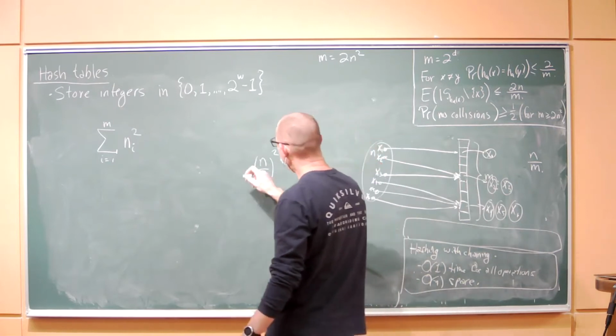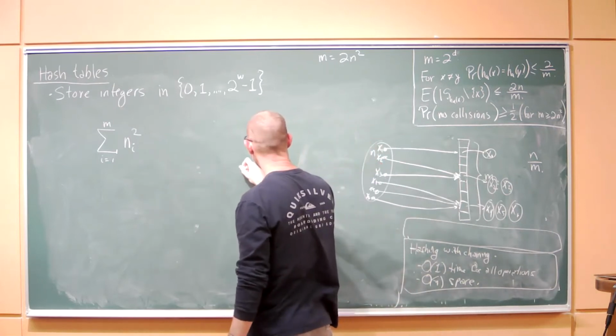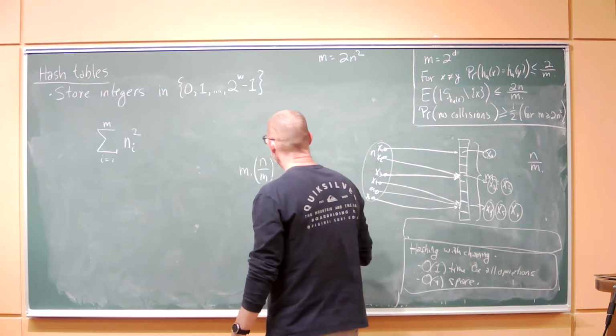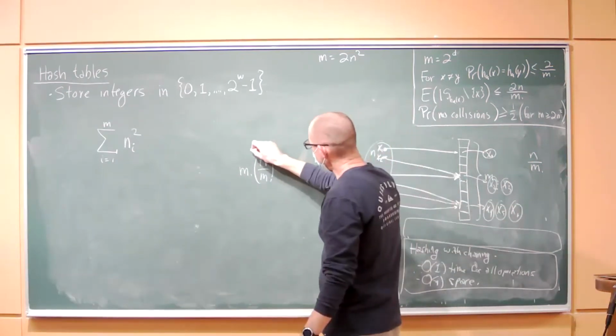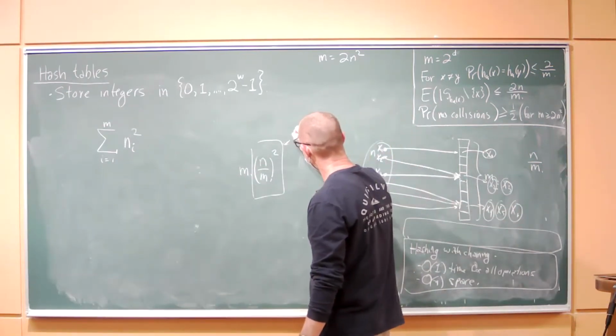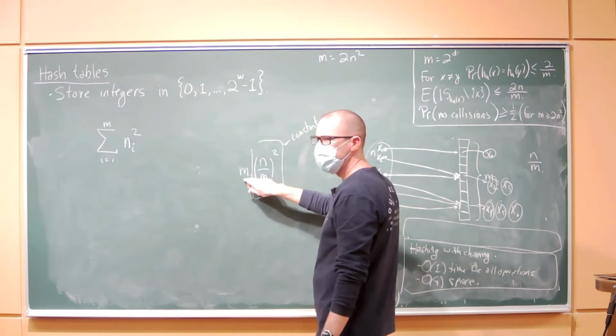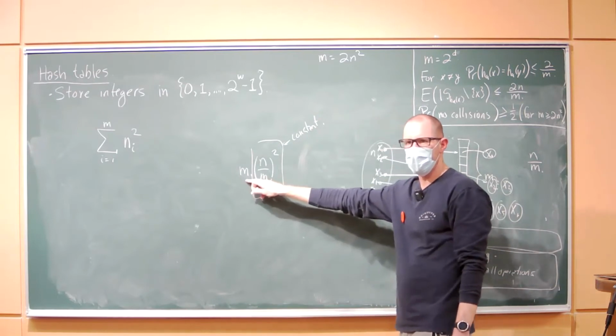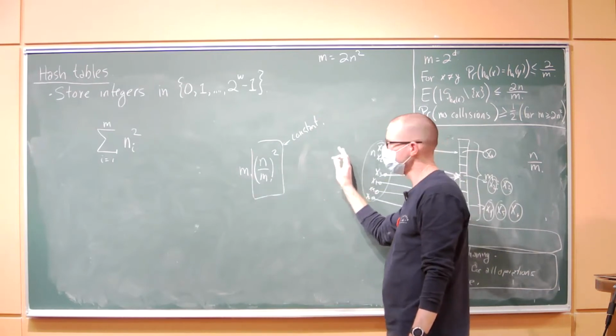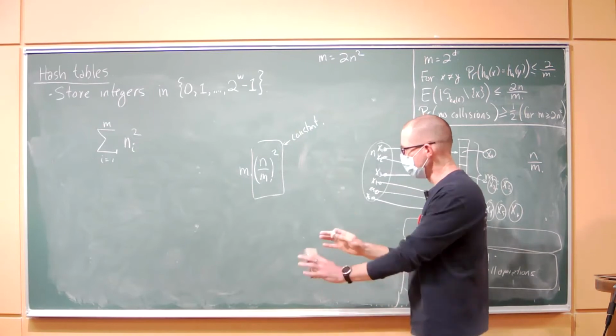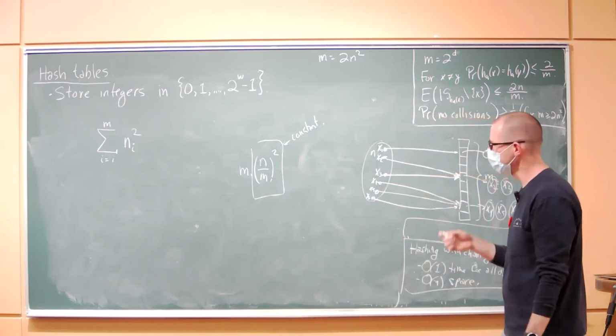Then you square it, and the number of those terms is m. Well, this is a constant, so this would be a constant times m, and m is a constant times n. So this whole thing would be a constant times n. So that's one end of the spectrum, where things are perfectly balanced out.